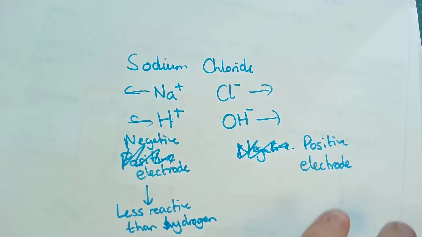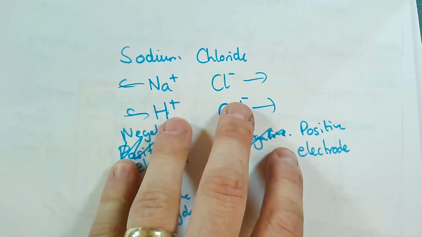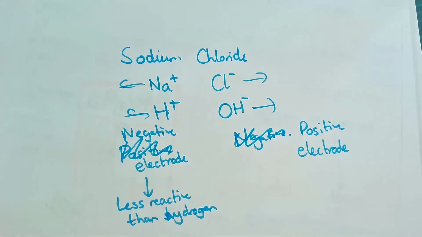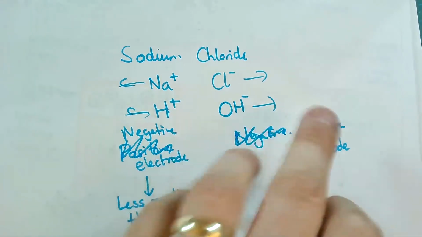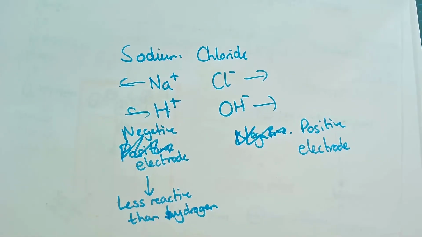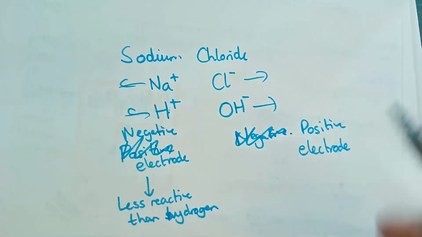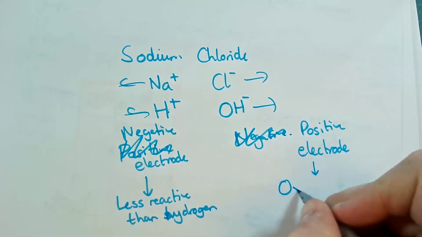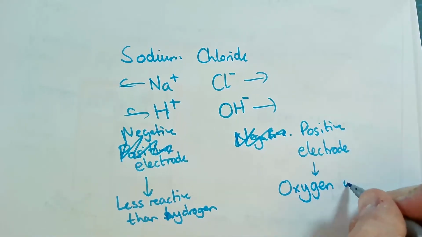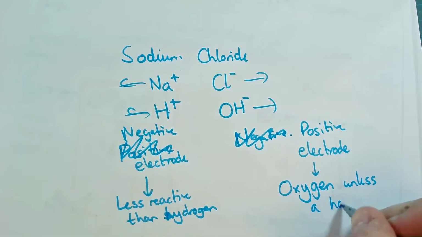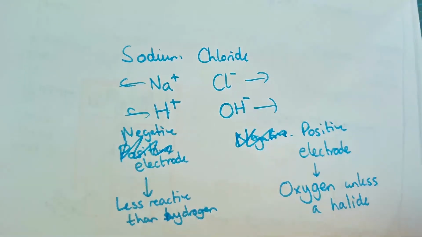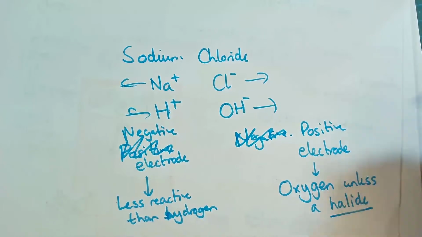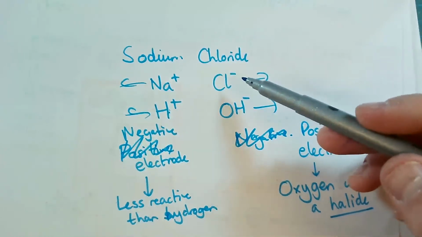Is it a group 7 one, in terms of electrolysis? Yeah, so you're getting onto the rule at the positive electrode. At the positive electrode, by default you get oxygen, unless there's a halide. This is when you say group 7, the halide. So here you would get chlorine.